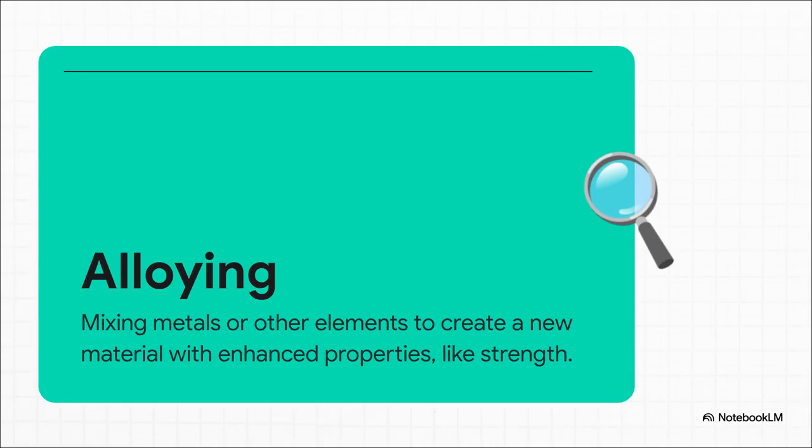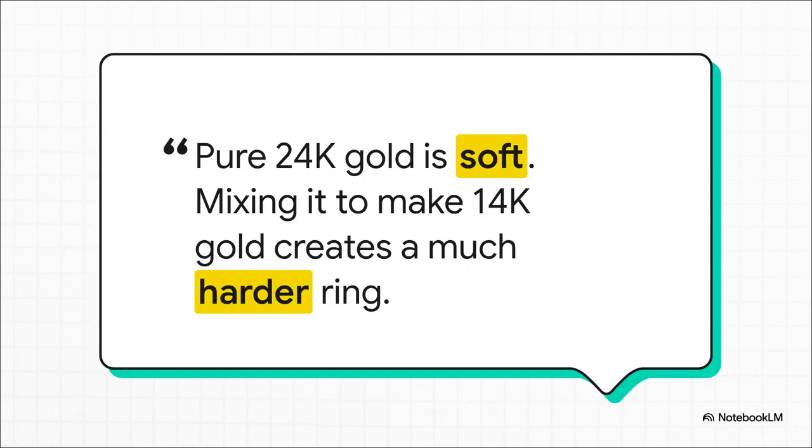You're mixing different metals together, or maybe adding in some other elements to create a brand new material. The whole point is to take the best properties from each ingredient and make something even better. And you've definitely seen alloying before, even if you didn't know the name for it. Pure 24-karat gold, it's actually super soft. You could probably bend it with your hands.